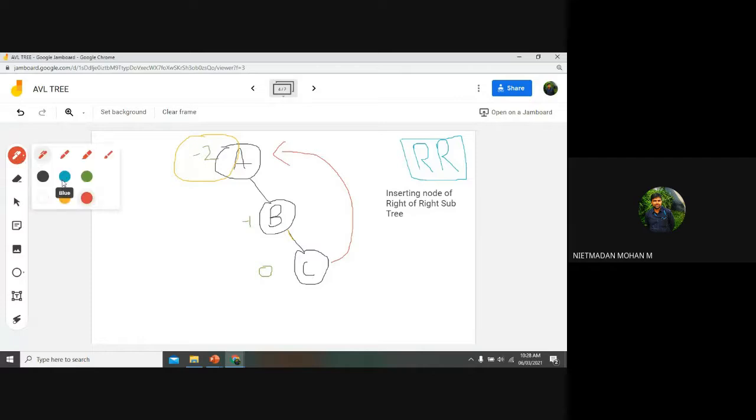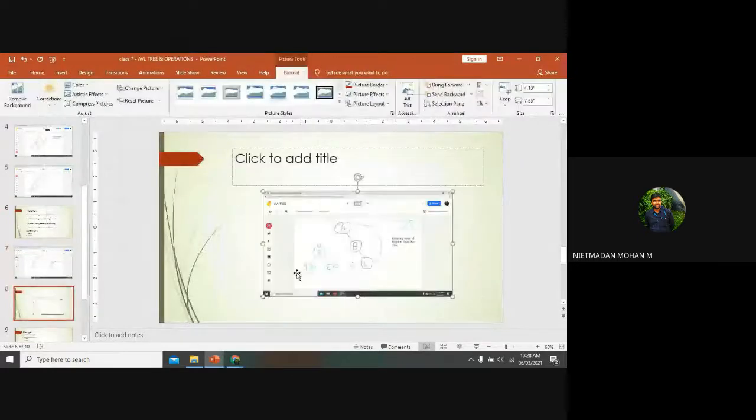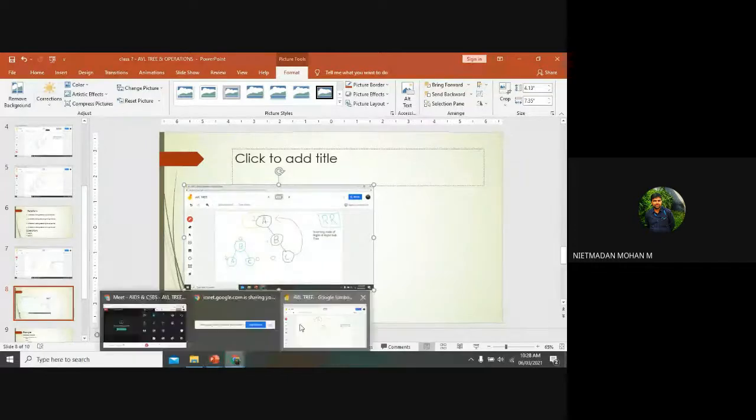Now how will the tree be? What is my root node now? B. So B is my root node, A will come here and C will come here. Now you can check the balancing factor of this. This will be 0, this will be 0, and this will be 0. Clear?